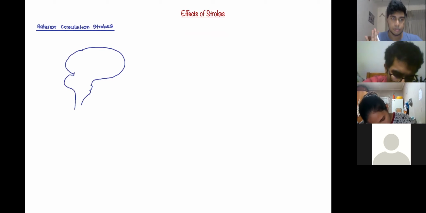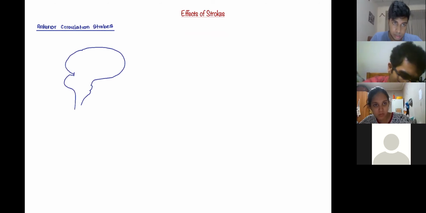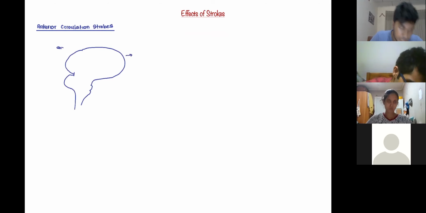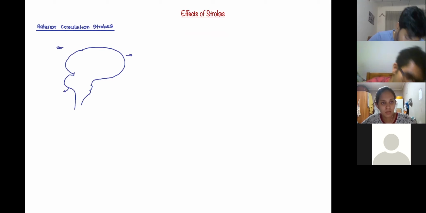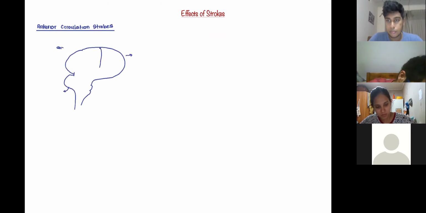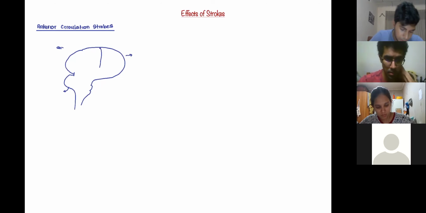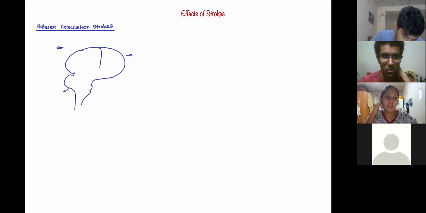This is the brain, basic structure of the brain. This area is the frontal lobe. This is the posterior aspect. Here's the cerebellum. Now, what is this? No, this which I just drew over here. It's the precentral sulcus.